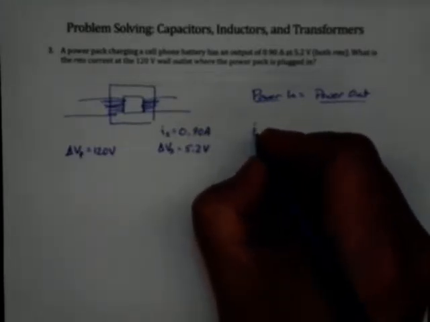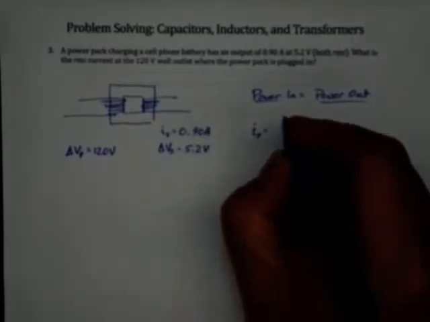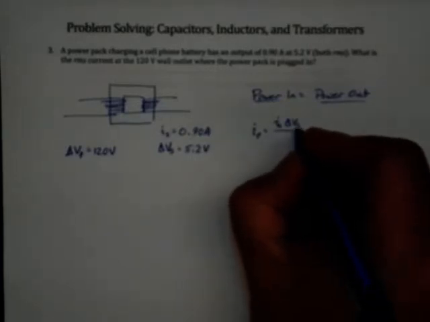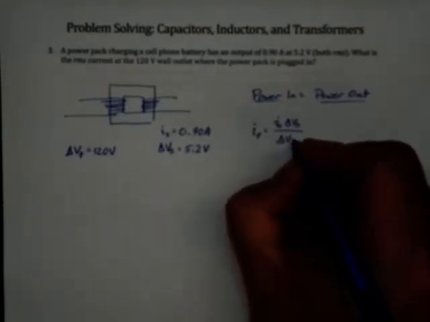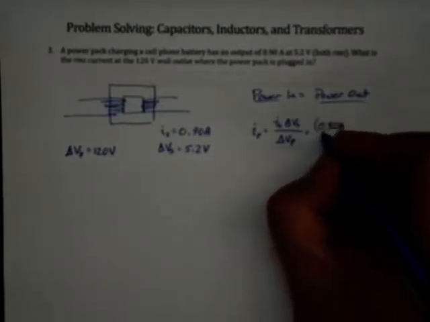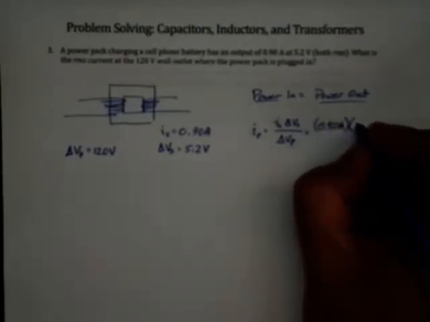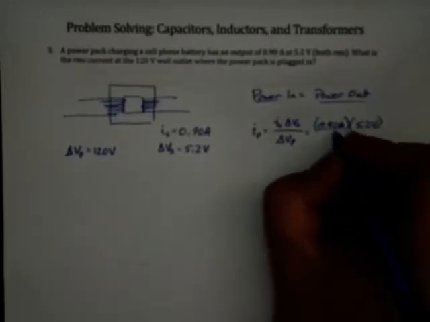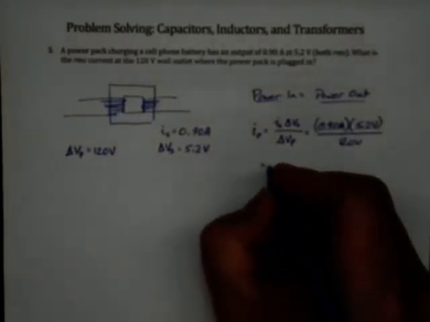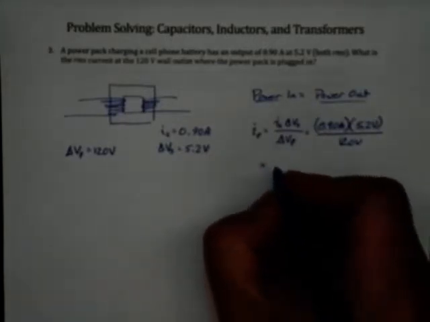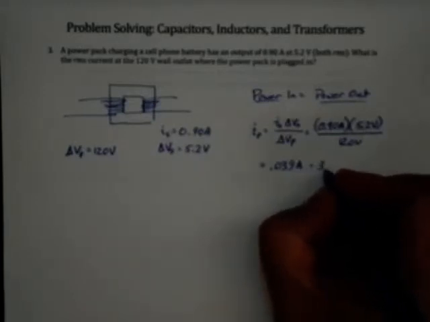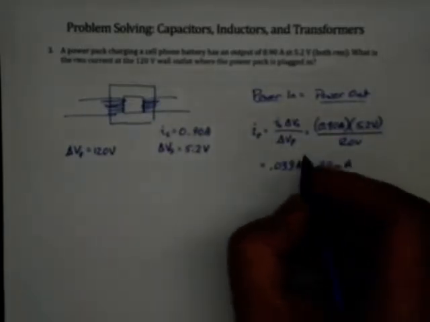But the current on the primary side is going to equal the current on the secondary side times the potential on the secondary side divided by the potential on the primary side. So that is 0.9 amps, 5.2 volts over 120 volts, and that comes out to a current of 0.039 amps or 39 milliamps.